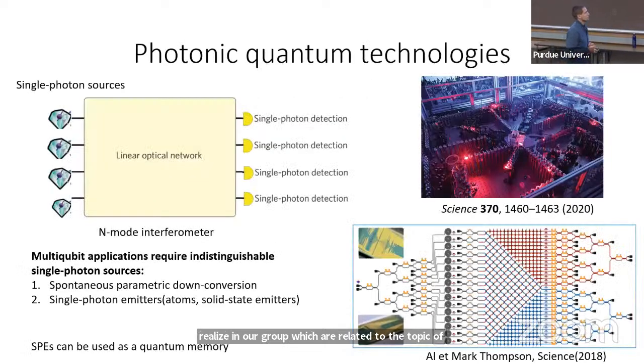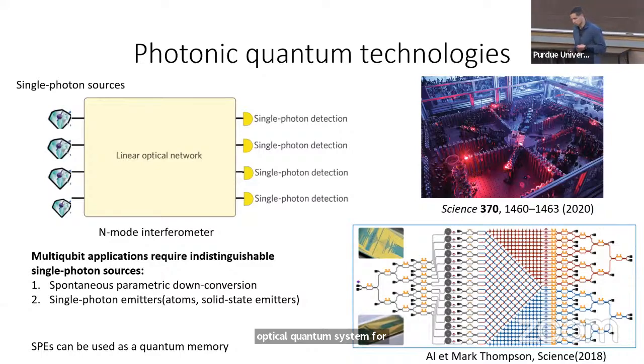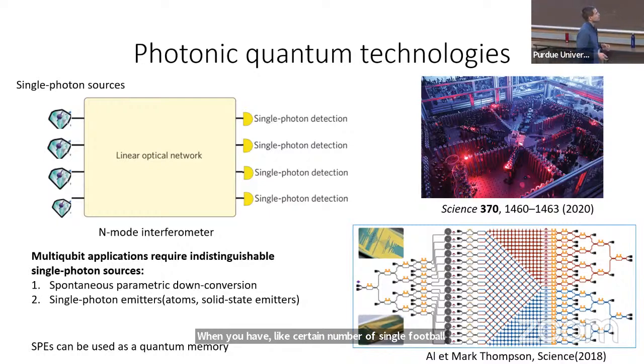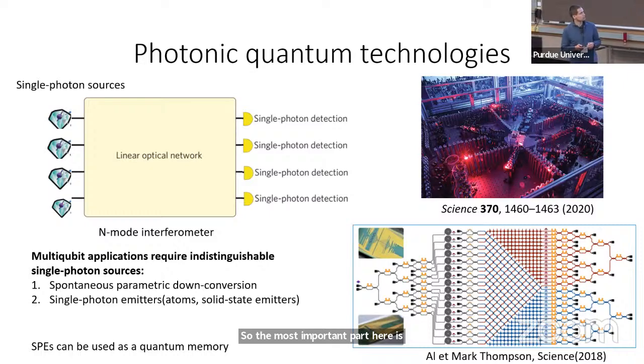So, as you know, any optical quantum system for application in quantum information science can in general be presented as depicted here. You have a certain number of single photon sources, a certain number of single photon detectors for detecting your state of light, and a linear optical interferometer. It covers almost all tasks in quantum computations, quantum repeaters, and quantum communications which you can do with this system. So the most important part here is the single photon source.